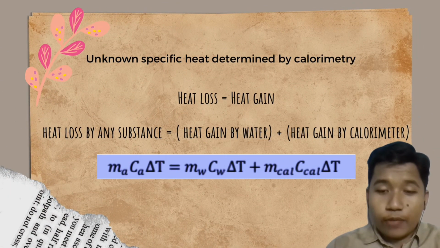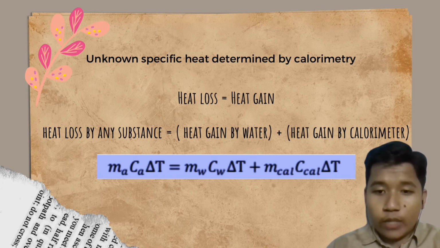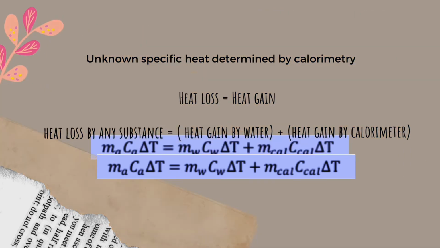The formula that we can use to solve any problem related to calorimetry is heat loss equals heat gain. Heat loss, which is mc theta for any substance, equals mc theta for the calorimeter plus mc theta for water, which is the heat gain.